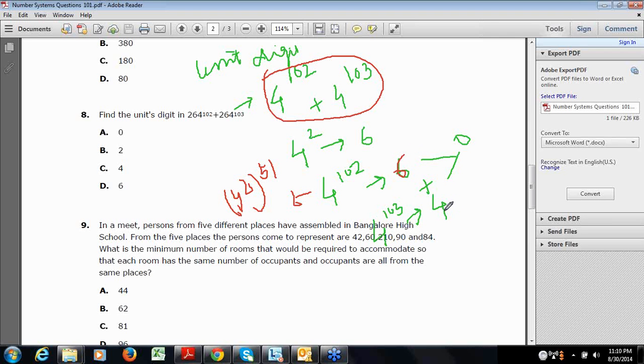So we get 6 unit digit in 4 to the power 102, and in 4 to the power 103 we get a unit digit of 4. Now add this. So unit digit will be what? 4 plus 6 will be what? 10. Unit digit will be 0. Okay.